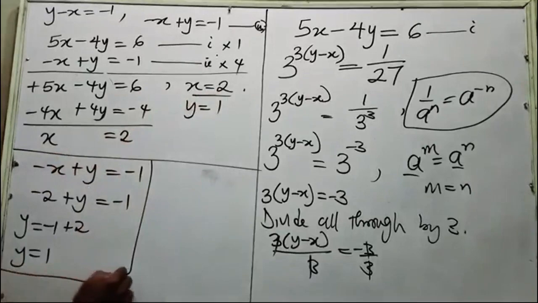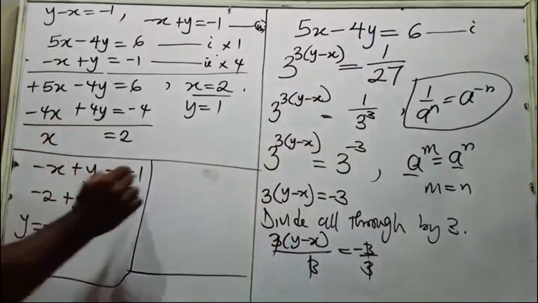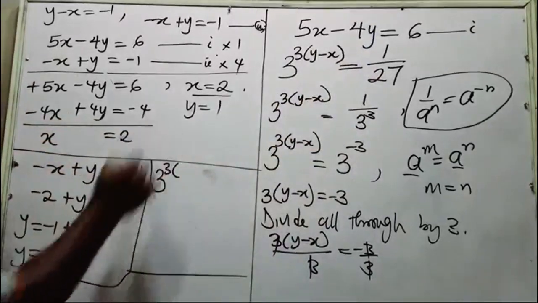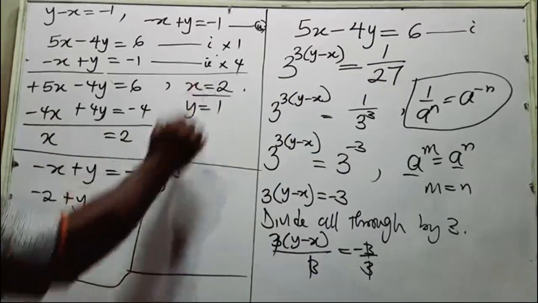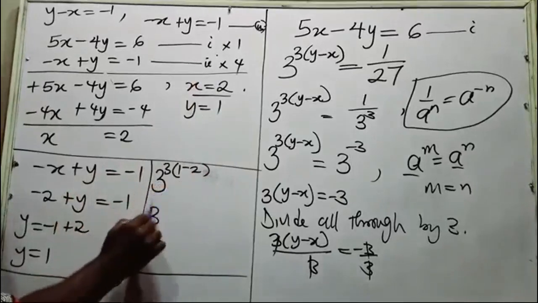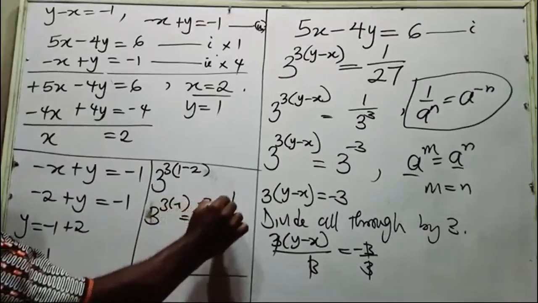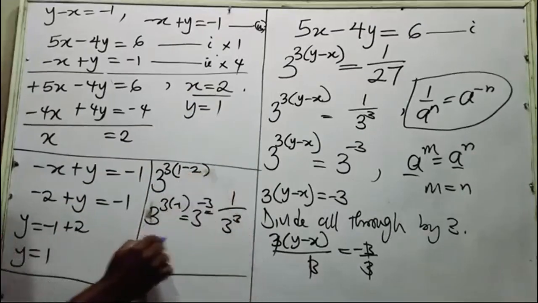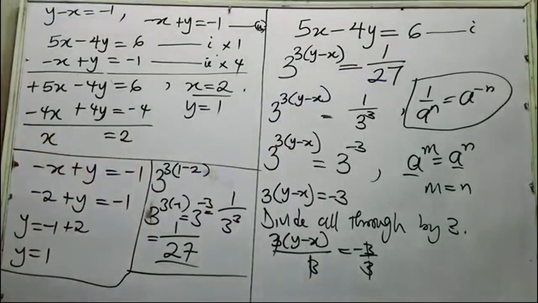Now let's try to cross-check our answer. Maybe we are right. Let's input the values of y and x to see if it gives us 1 over 27. In cross-checking, we have 3 bracket, what is the value of y? 1. What is the value of x? We have minus 2. Let's see what it gives. It gives 3 raised to minus 1, which is 3 raised to minus 3, which is 1 over 3 raised to power 3, which will give us 1 over 27. So telling us that our answer here is very correct.